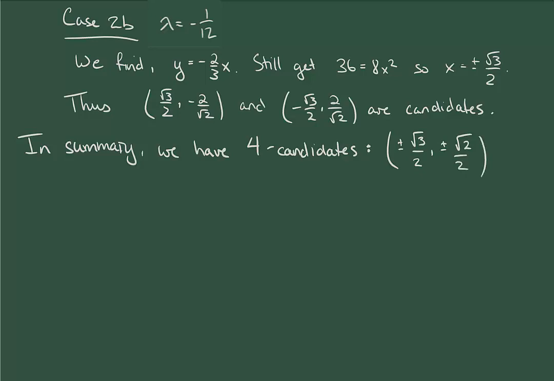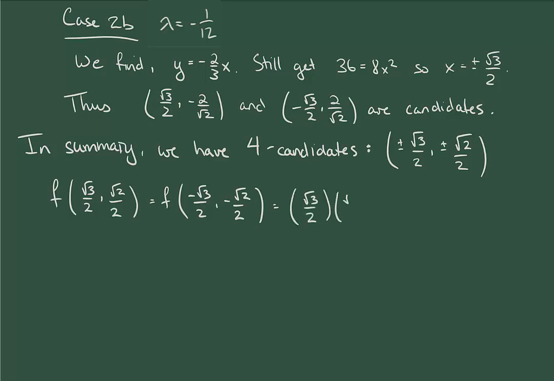Now, what we want to do is determine the global max and min, so we're going to plug these back into the function f. Now, f is just the function x times y. So if x and y have the same sign, they're going to give me the same value. So if I plug in the case when they're both positive, or the case where they're both negative, I'm going to get the same answer. We'll multiply this out, and we'll get root 6 over 4.